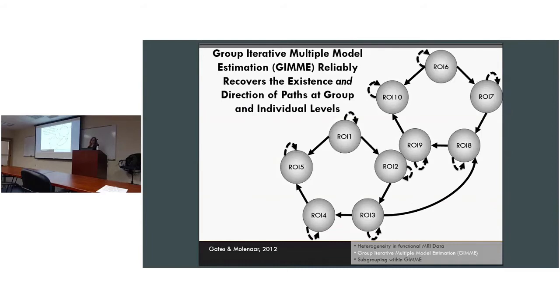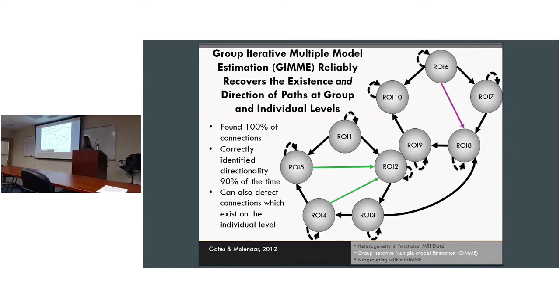And so when we tried this on the Smith data, we got some pretty good results. This is taken from the paper that we wrote a few years ago. Since then, we have been able to identify the directionality 100% of the time in the Smith simulation. We moved over from a MATLAB literal version to our package, and we get better recovery. And we can also detect connections that exist at the individual level.